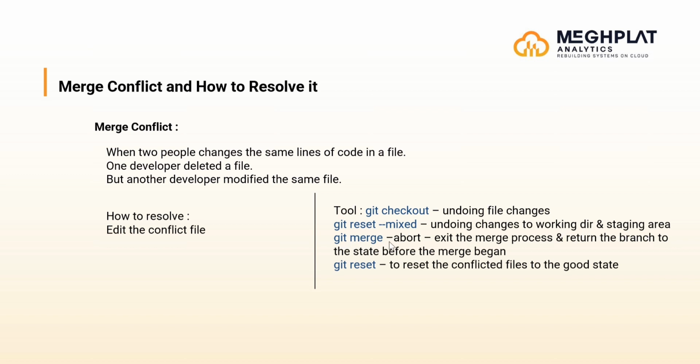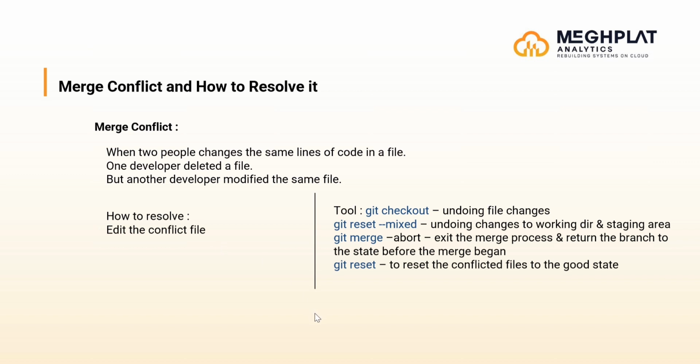Then the git merge --abort is going to exit the merge process and return the branch to the state before the merge began. Then git reset, to reset the conflicted files to a good state. So these are all the tools we use to resolve the merge conflict. So how to resolve means we need to edit the conflict file.